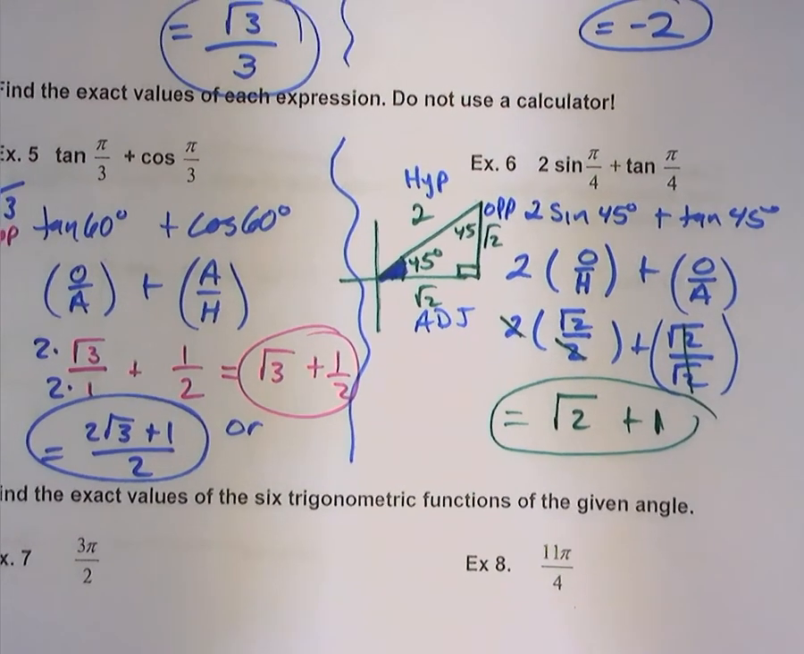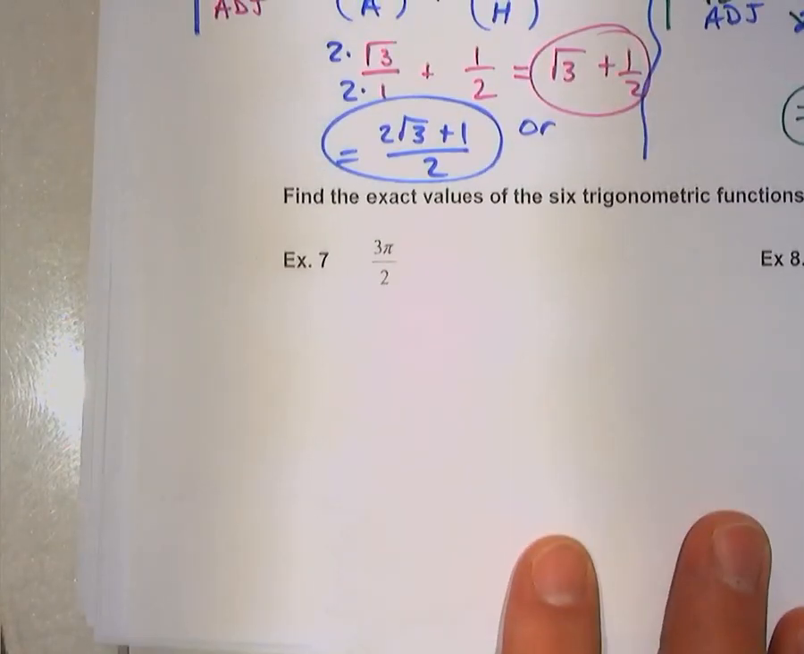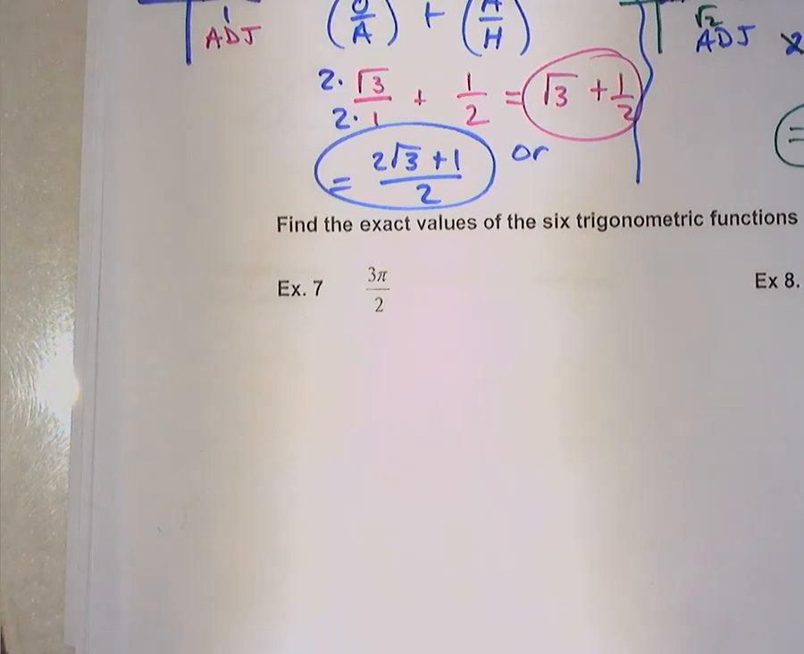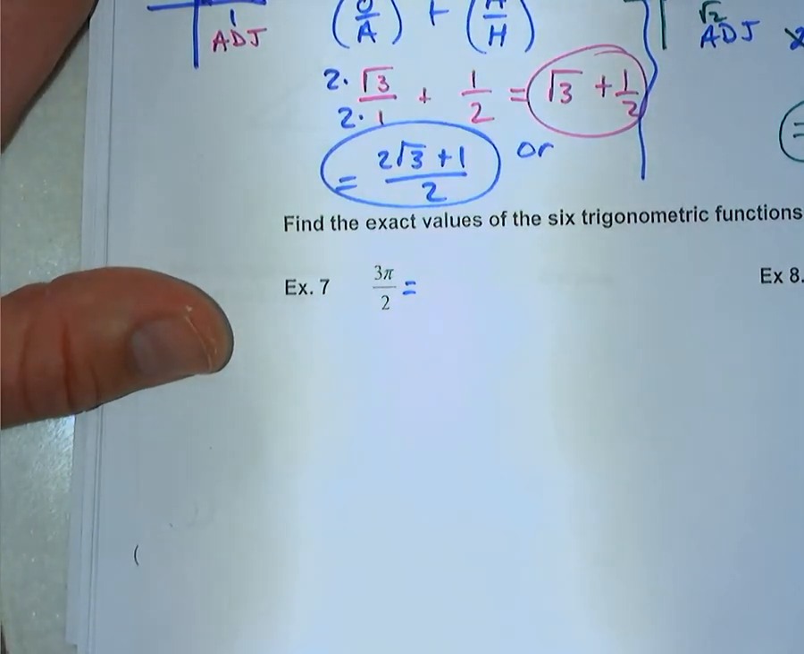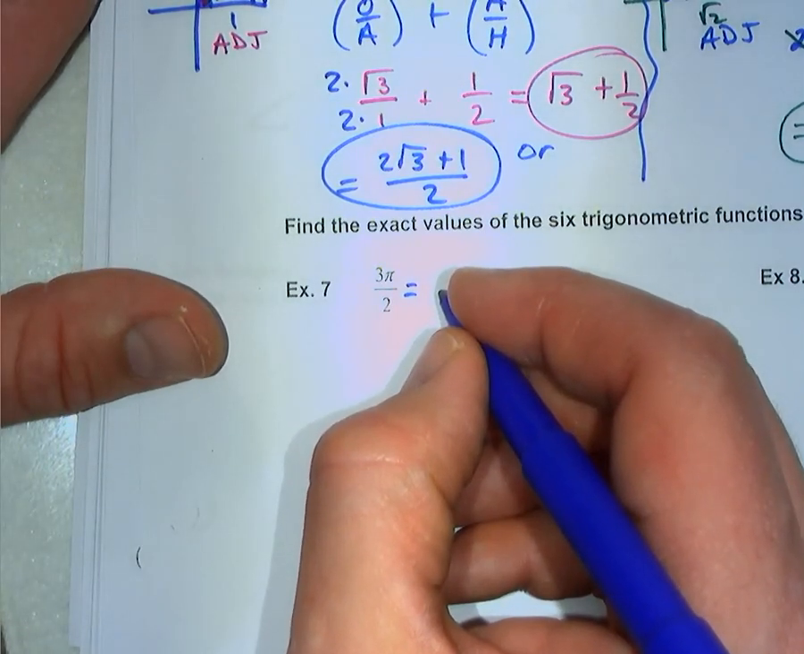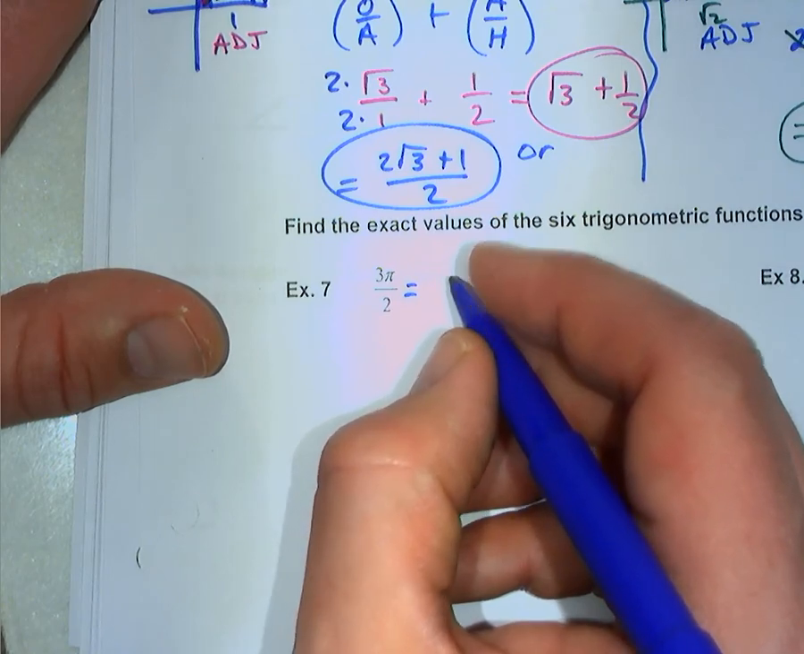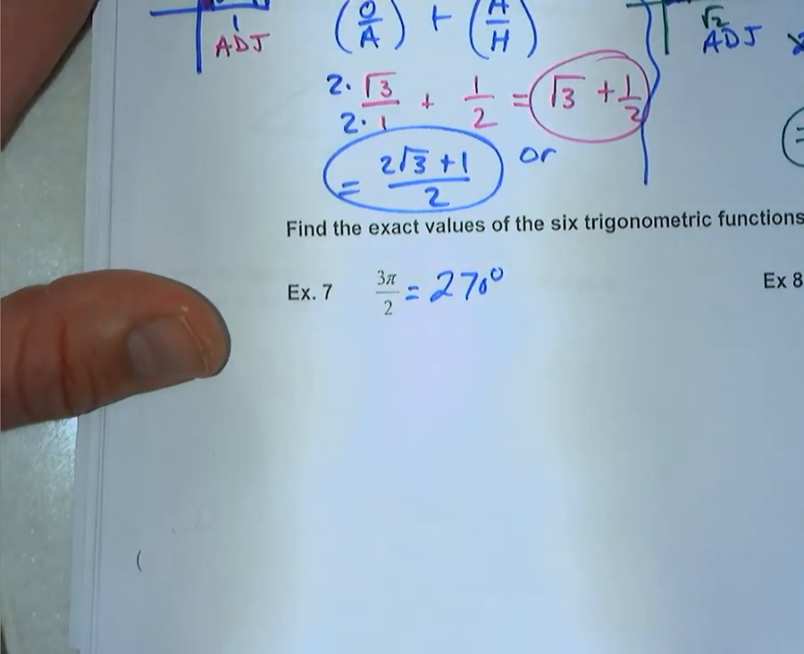All right. 7 and 8, we're just going to do number 7. So we're working on finding our exact values of the 6 trig functions, so SOHCAHTOA, TOA, and their buddies. And the first thing I always do is convert this guy. 3 pi over 2. What's 3 pi over 2? How much is that? What's 180 divided by 2? 90 times 3 is 270. Speed sheets, it's 270 degrees.